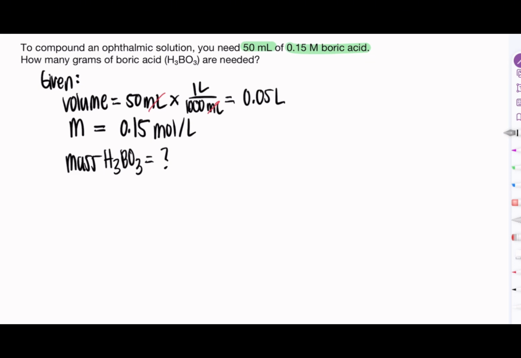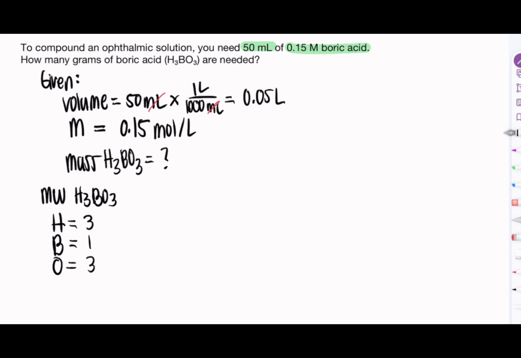Next is to solve for the molecular weight of our boric acid. But if ever the molar mass or the molecular weight of the solute is already given, this is not a need anymore for you to solve. Now continue. So H, hydrogen, boron, and oxygen. How many hydrogens are in boric acid? 3. Boron, 1, and oxygen is 3.